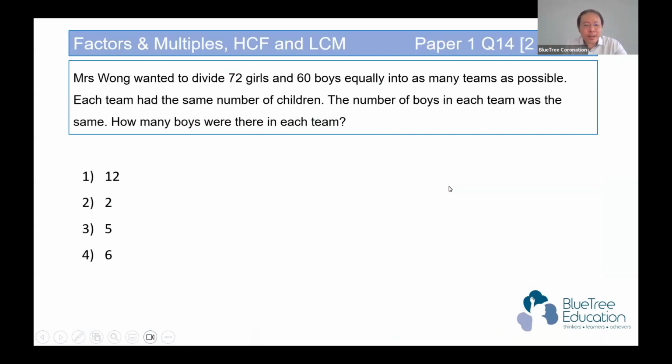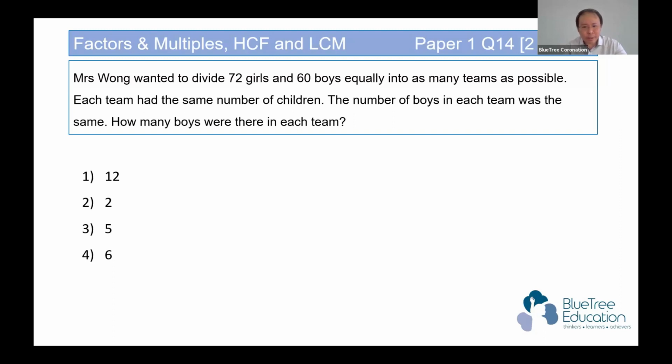Okay, first question here, this is from paper 1, question 14. Mrs. Wong wanted to divide 72 girls and 60 boys equally into as many teams as possible. Each team had the same number of children. The number of boys in each team was the same. How many boys were there in each team?